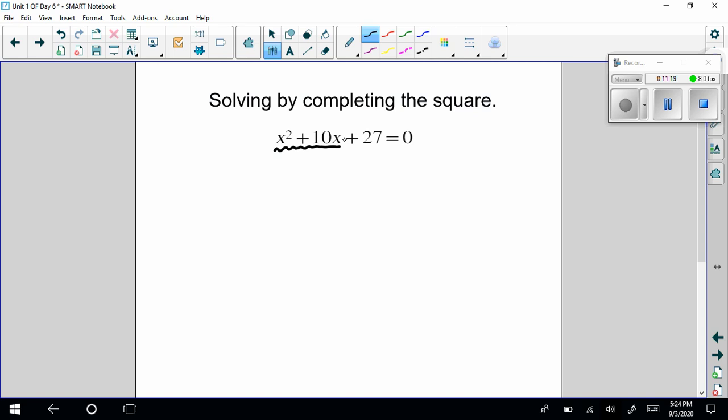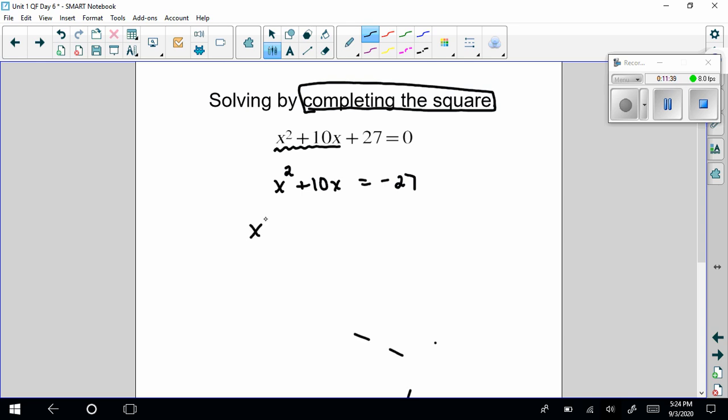Okay, so I'm going to move that 27 over to the other side. So I'm going to have x squared plus 10x equals negative 27. So I'm going to do the method called completing the square to make this what is called a perfect square factorable trinomial. So in order to do that, I'm going to add a number here to complete the square. I'll show you how to get it in a minute.